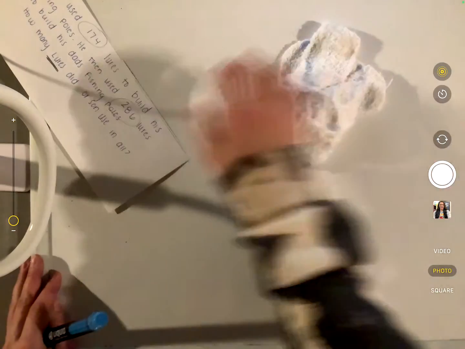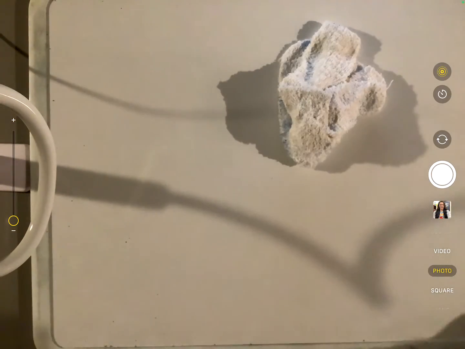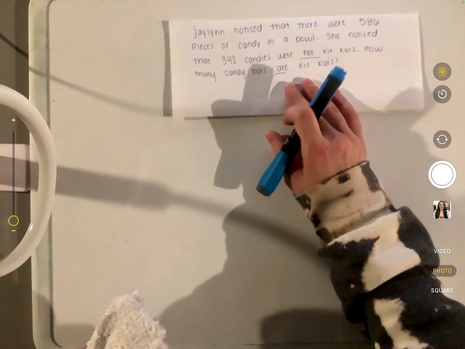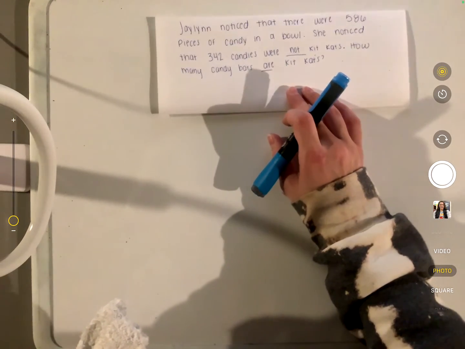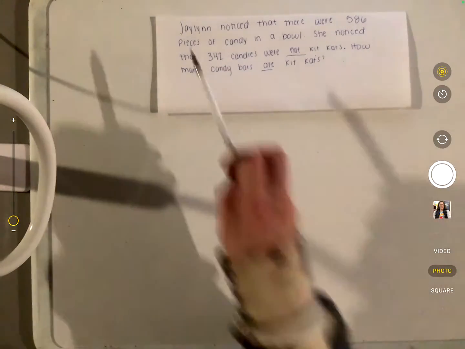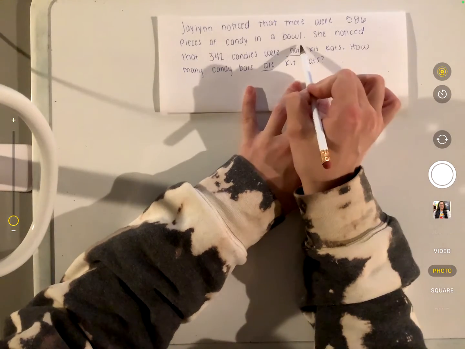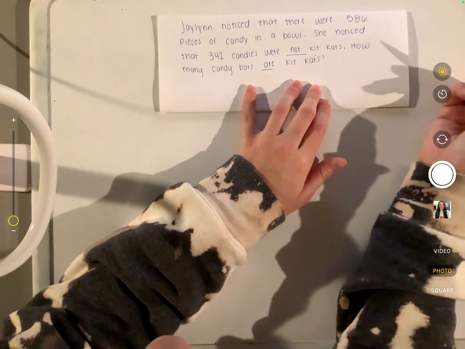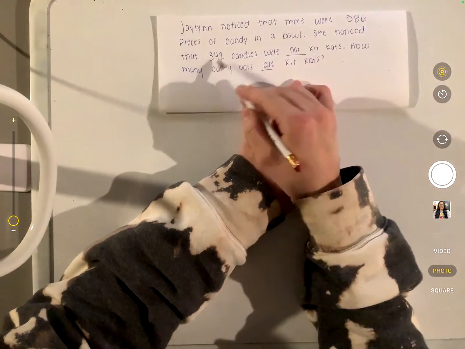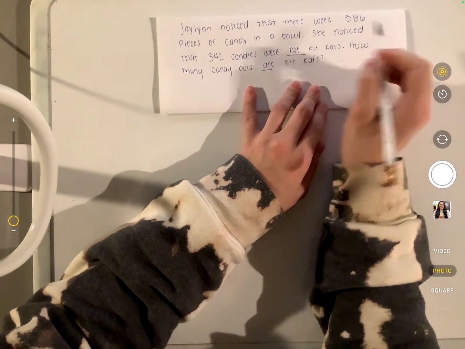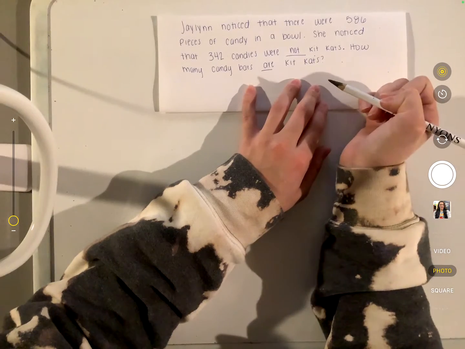All right, let's do another one. What if I asked you to figure out this problem? This one's really, really tricky, okay? So you need to pay attention to what it's asking you. All right. Jaylyn noticed that there were 586 pieces of candy in a bowl. Okay, so we have candy and it's in a bowl. That's all we know so far. She noticed that 342 candies were not Kit Kats. How many candy bars are Kit Kats?